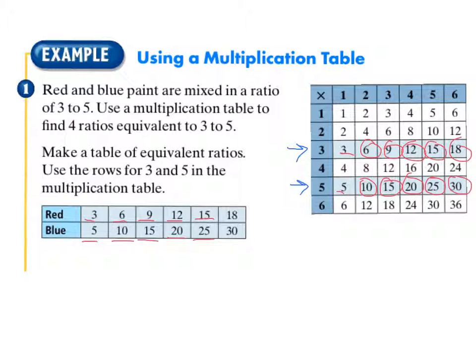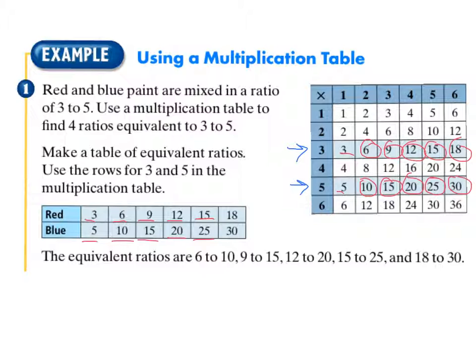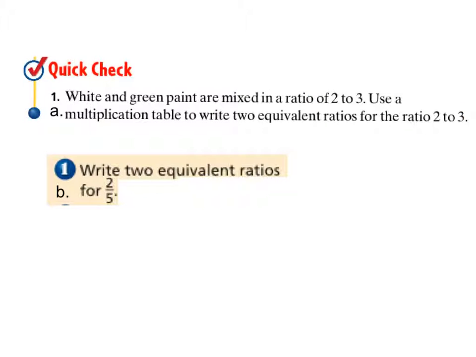We're just working our way straight down the multiplication chart, getting a row of equivalent ratios. So the equivalent ratios are 6 to 10, 9 to 15, 12 to 20, 15 to 25, and 18 to 30. Pause the video and do these two in your notebook. Be sure to write down the original question and show all your work.